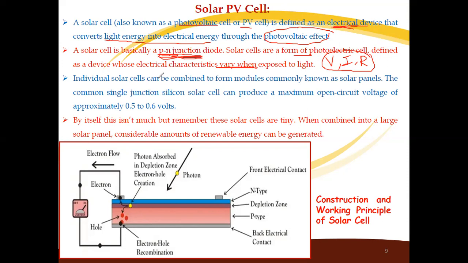So individual solar cells can be combined to form modules, which are commonly known as solar panels. The common single junction silicon solar cell can produce a maximum open circuit voltage of approximately 0.56 to 0.6 volt. So one single cell produces a voltage of 0.56 to 0.6 volt, and the combination of these solar cells forms a solar panel.